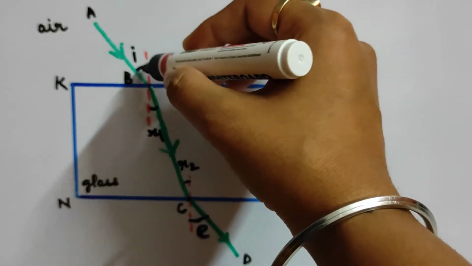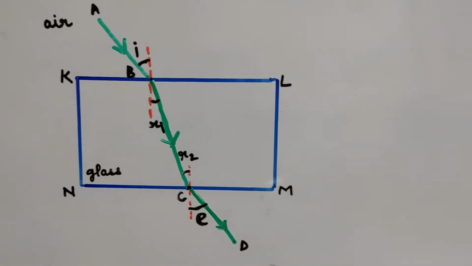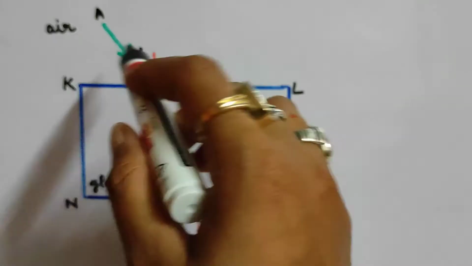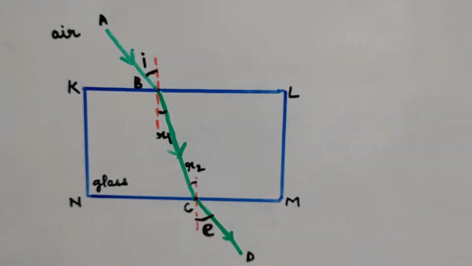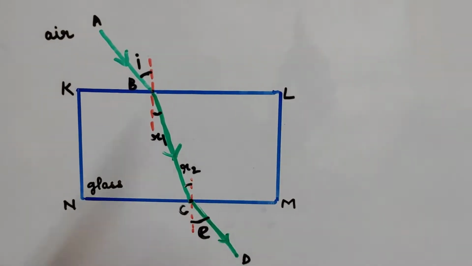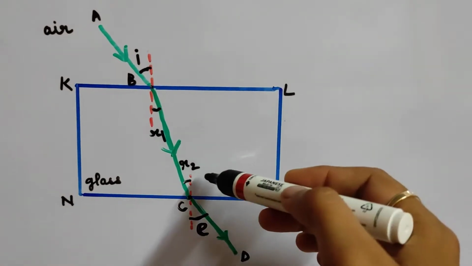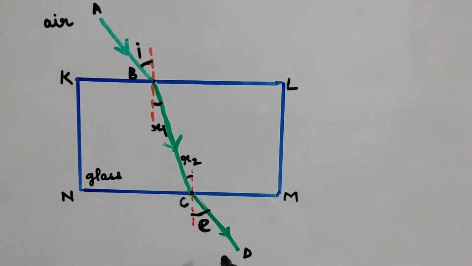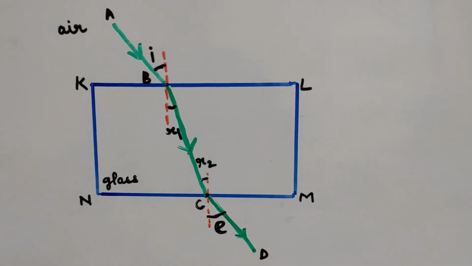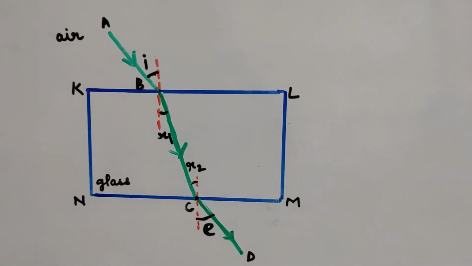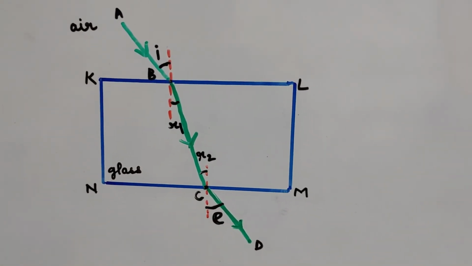First refraction occurred at point B and the second refraction occurred at point C. First refraction occurred from rarer medium to denser medium, from air to the glass, and second refraction occurred from denser medium to the rarer medium, from glass to air. Fine. So air and glass are two mediums here. I hope you all have understood this.